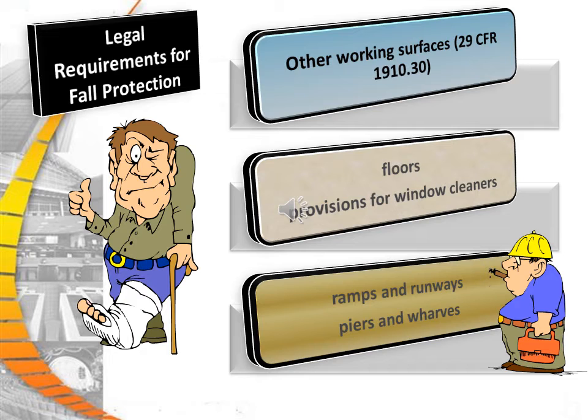The legal requirements for fall protection include other working surfaces under 1910.30, such as floors, provisions for window cleaners, ramps and runways, piers and wharves.